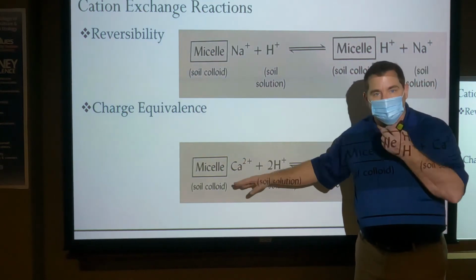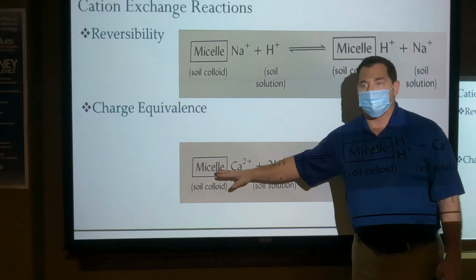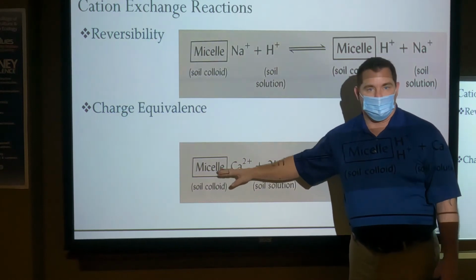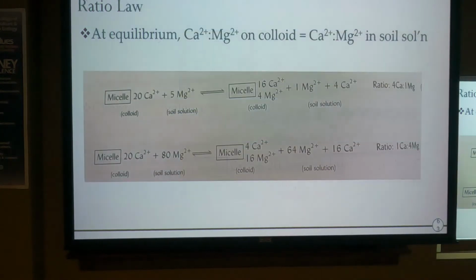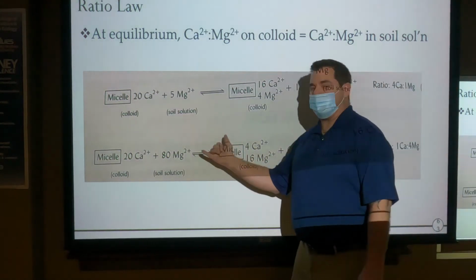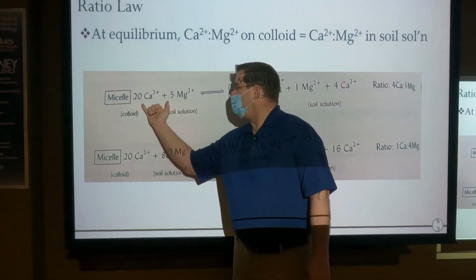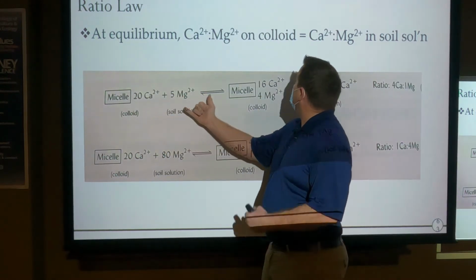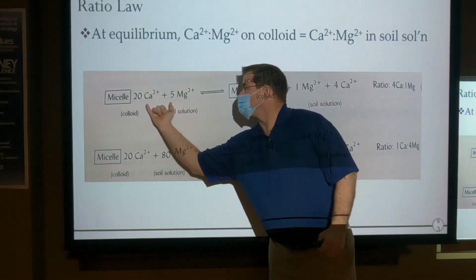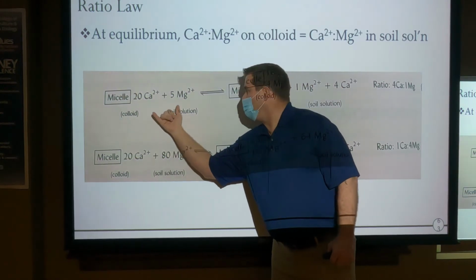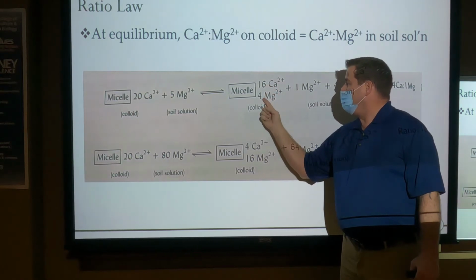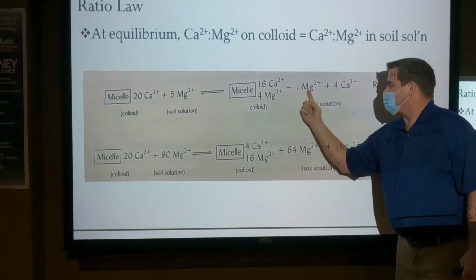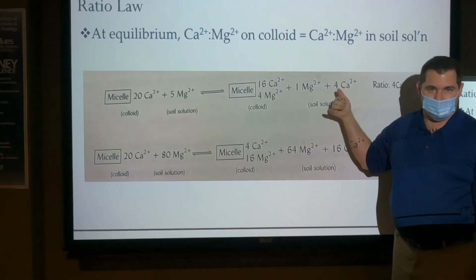So this is where charge comes in on how well these cations and anions are adsorbed to the soil colloid. We have this ratio law. We see here that the ratio between calcium and magnesium is a 4-to-1. 4 on the colloid, 1 in the solution. And then we find that we have 4 on the colloid and 1 on the colloid. 1 in solution, 4 in solution.